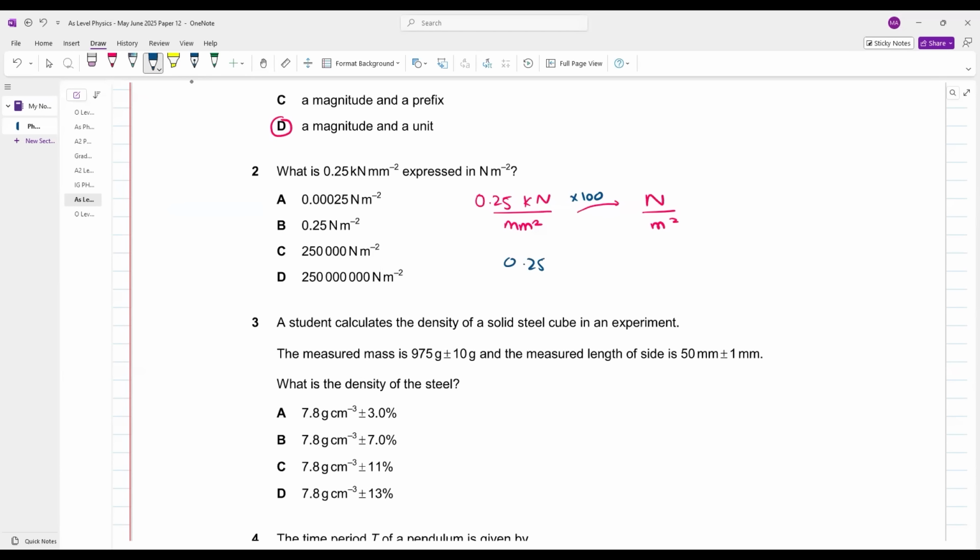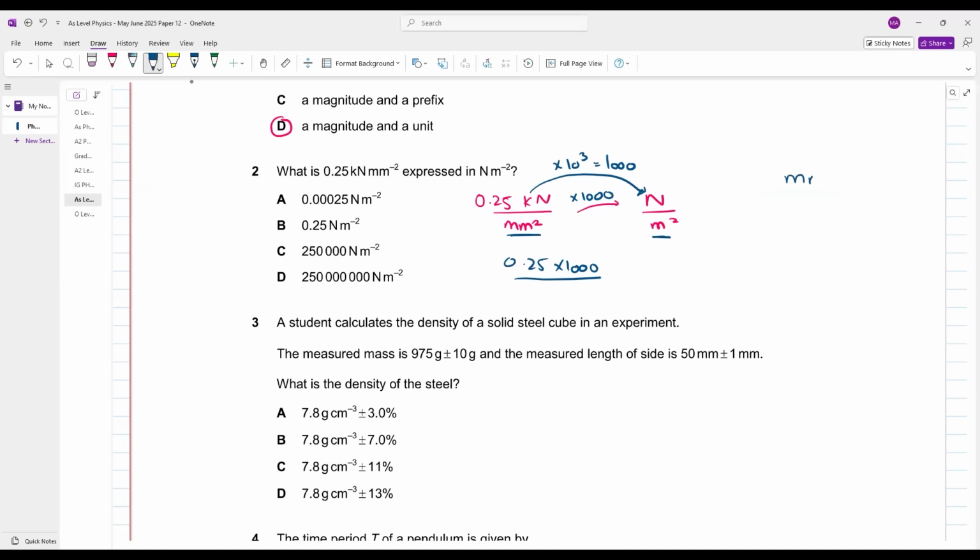So 0.25 multiplied by 100. Why? Multiplied by 1000, sorry. 0.25 will be multiplied by 1000. Why? Because you have to convert this kilo into Newton. Kilo can be replaced by 10 raised to the power of 3 or 1000, no matter what you use. अब डिनोमिनेटर में आ जाओ बेटा. डिनोमिनेटर में you have to convert millimeter square into meter square.